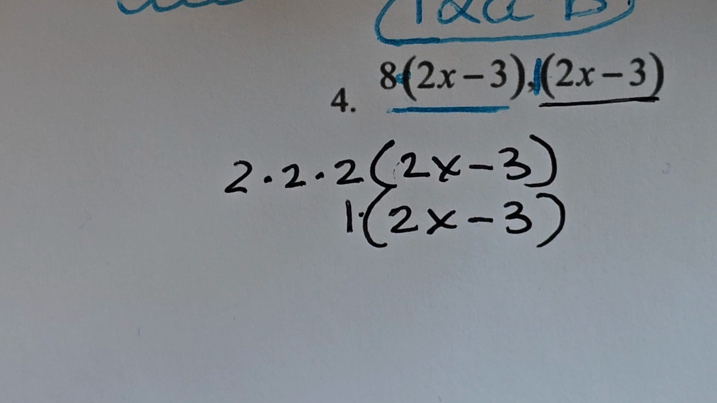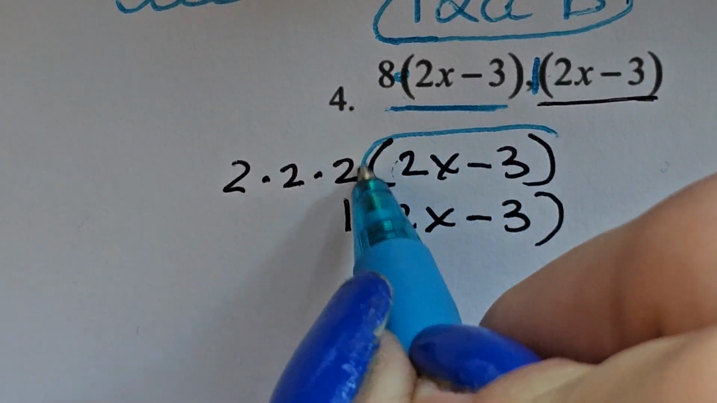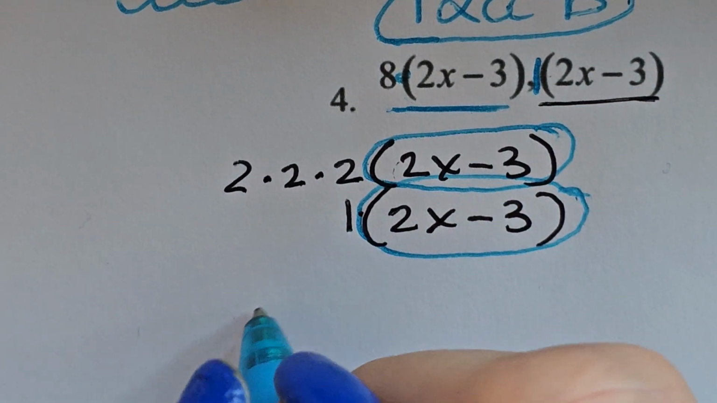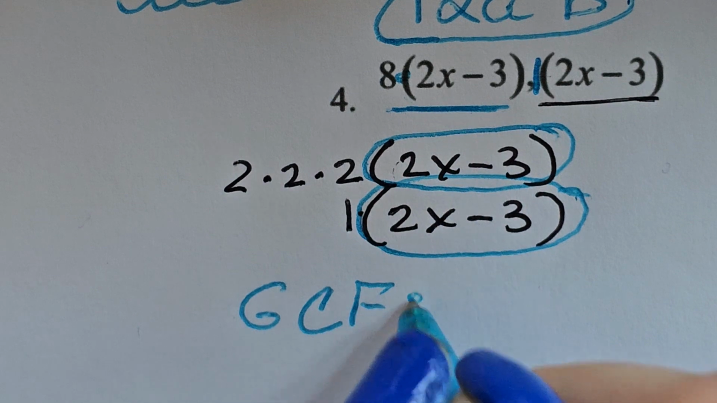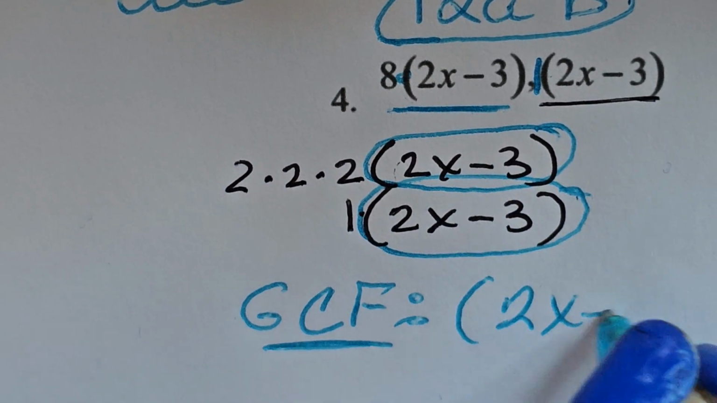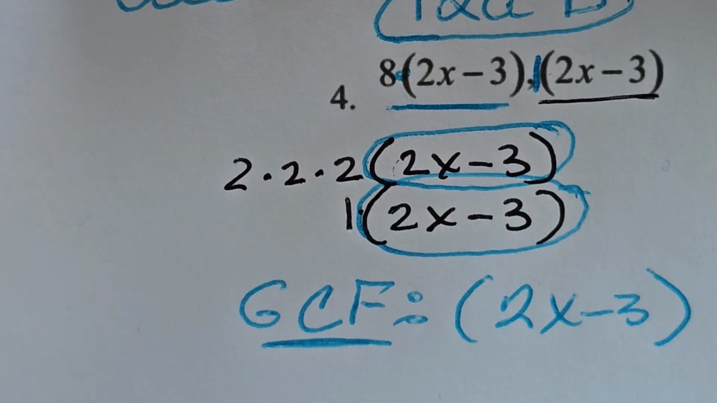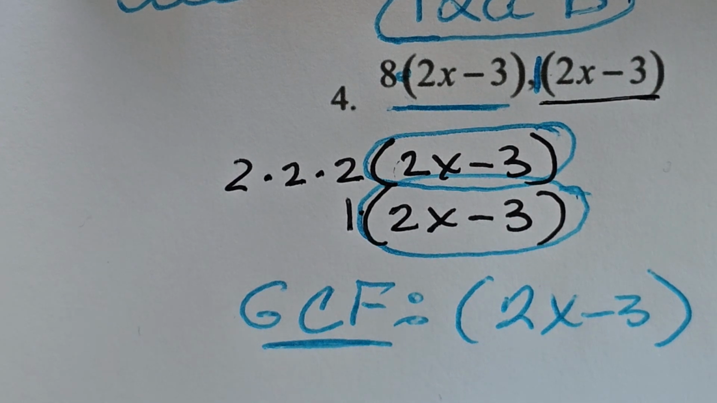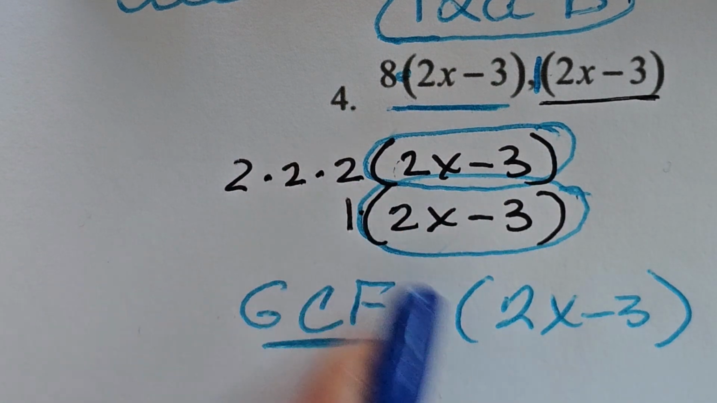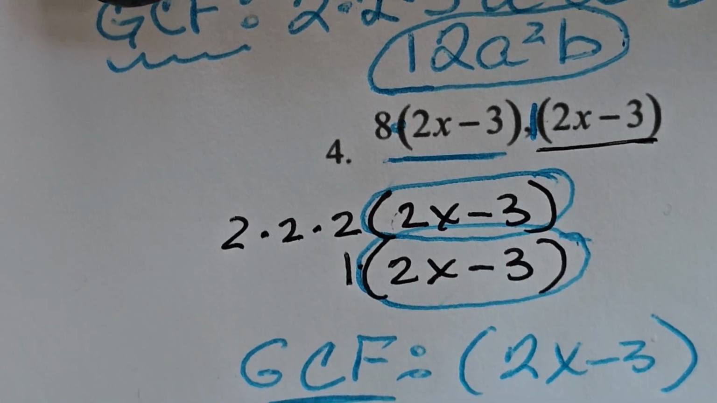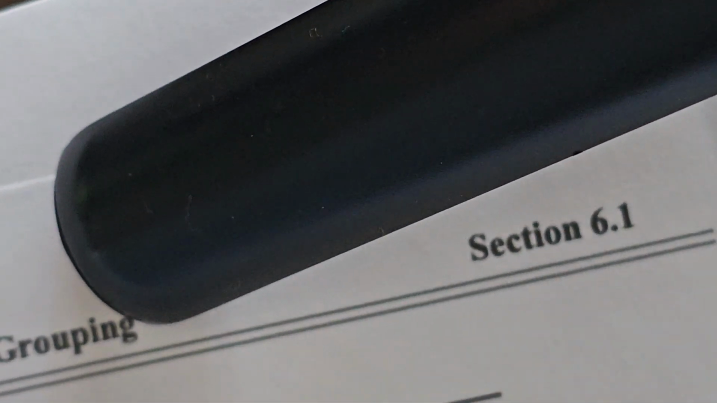Well, what do these two have in common? They have the binomial in common, and that's the only thing they have in common. So what is their greatest common factor? The binomial. They have this in common, and that's it. Well, I guess you could put the 1 in front of it, but you don't do that. Okay? So that's number 4. That's how we find our greatest common factor with binomials included. We just do the same thing. We do our prime factorization and we see what they have in common. So that is the end of the first part of the notes for 6.1.